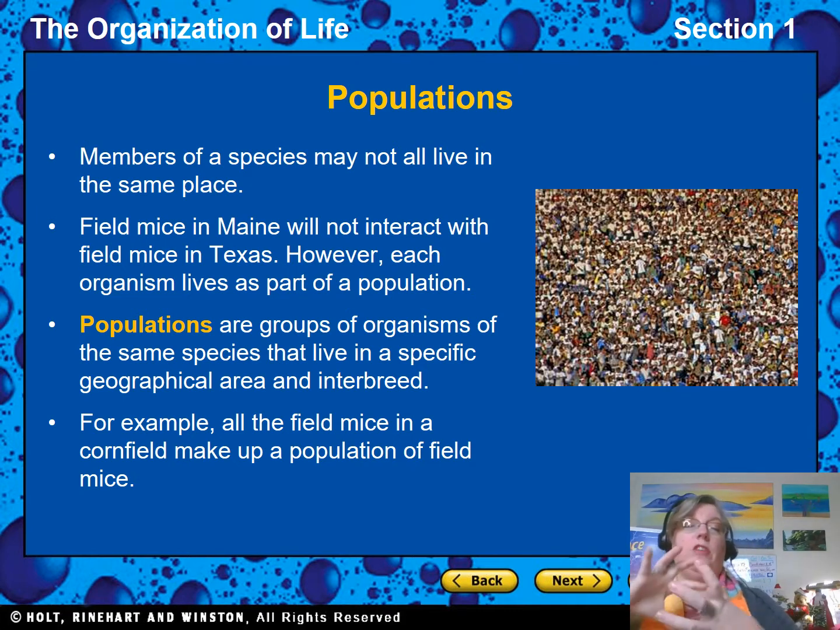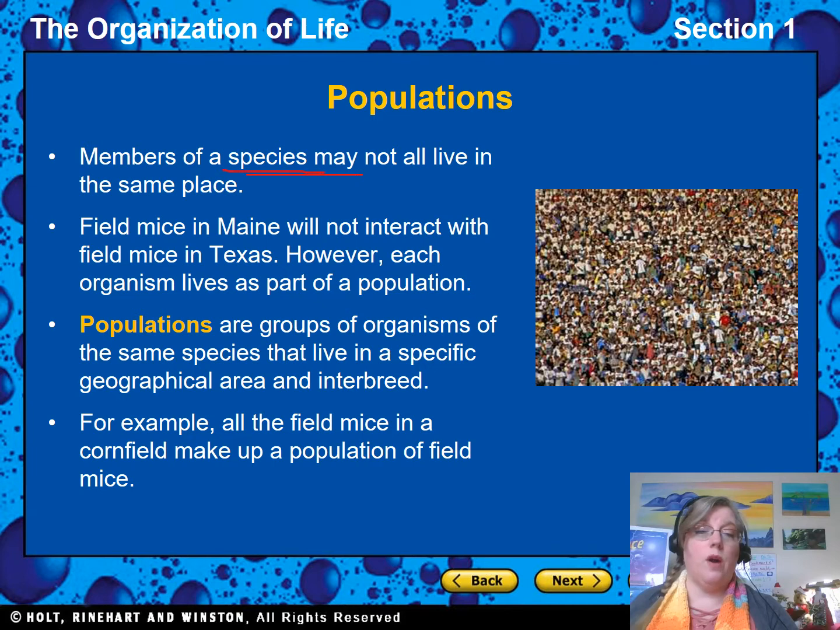Okay, so species is anywhere on the whole earth. Populations live right nearby each other. Both of them are members of a single type of organism. Species, that type of organism anywhere on the whole planet. Population, that type of organism living nearby. The members of the species may not all live in the same place. This is where we get into that.